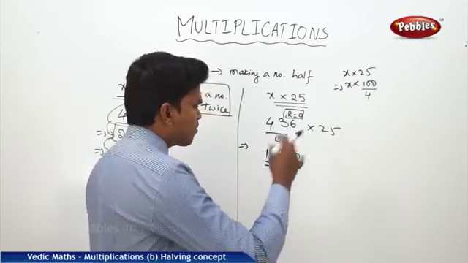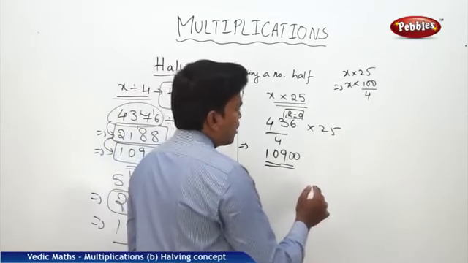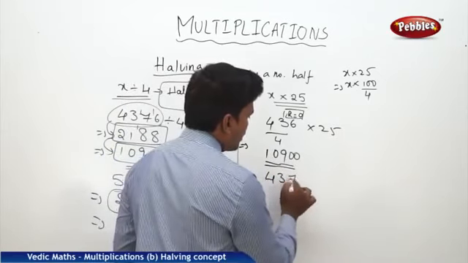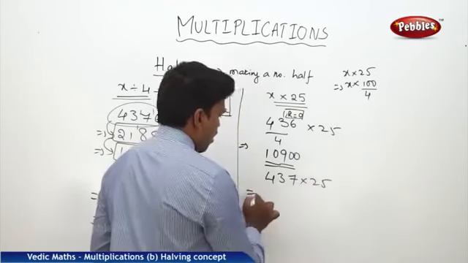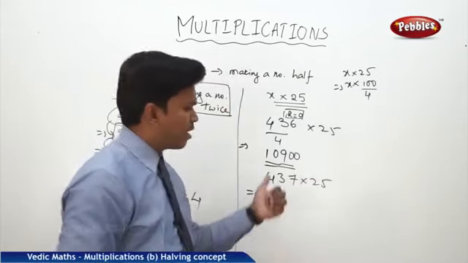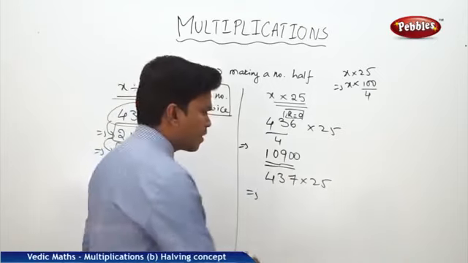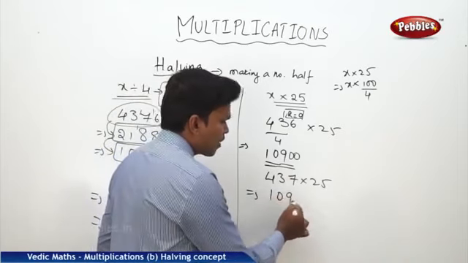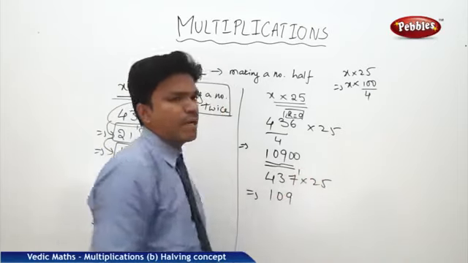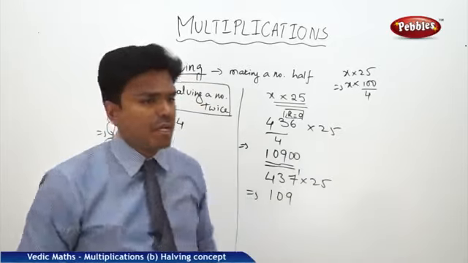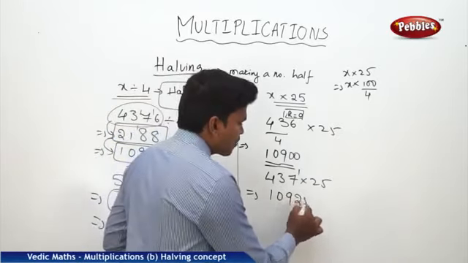Okay, suppose let us take another number. 437 into 25. Same thing, divide the number by 4. How much will you get? 4 1s are 4, 0, 4 9s are 36 with 1 as a remainder. Whenever you are getting 1 as a remainder, simply add 25.